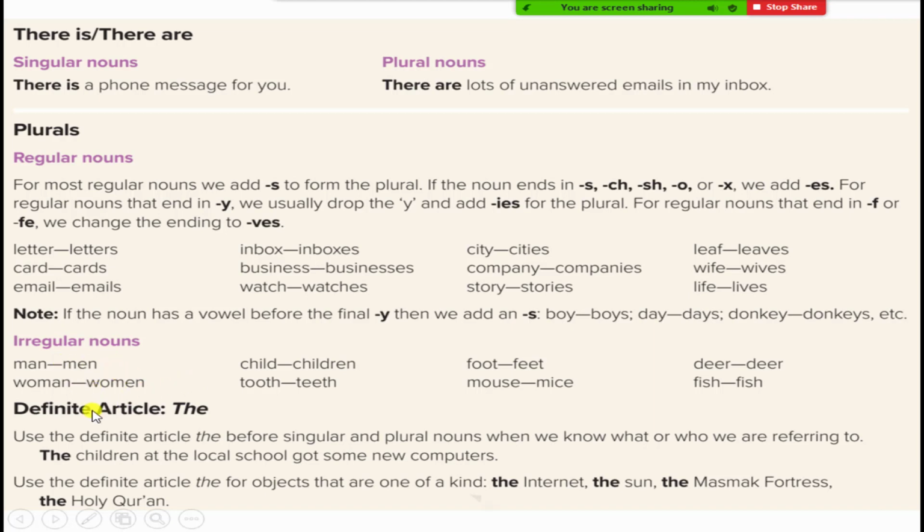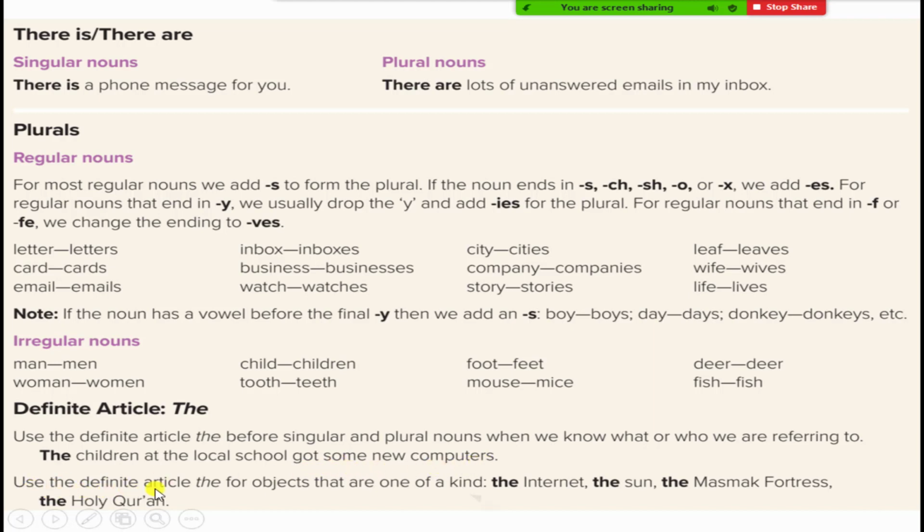The definite article, the. Use the definite article the before singular and plural nouns when we know what or who we are referring to. That means when we know we are pointing to something specific, we use it. The children at the local school. Here we are talking about the children at the local school. The children at the local school got some new computers.